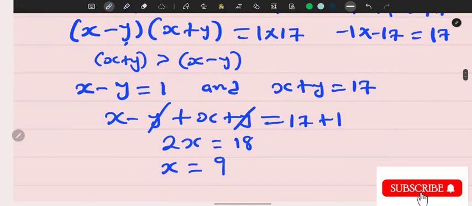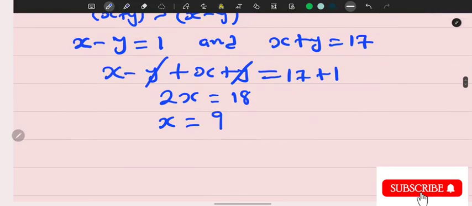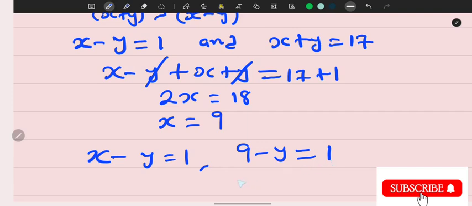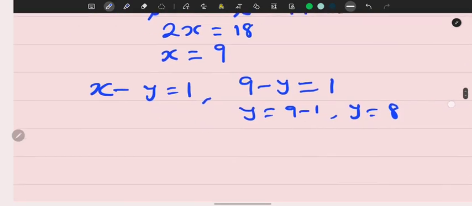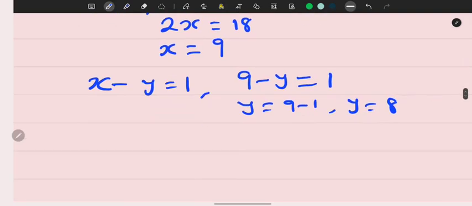Now we've gotten the value for x, then we use that to find y. You can put that in any of the equations we obtained. Let me consider the first one, which is x minus y equals 1. By the time you put x to be 9 here, you have 9 minus y equals 1, and y will be 9 minus 1. You get that? So y is equal to 8. Now we've gotten values for x and y: x is 9 and y is 8.